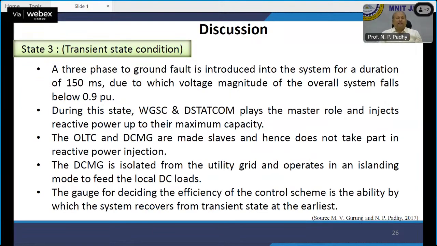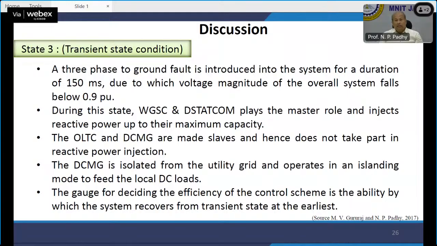So moving to the transient state condition, a 3-phase to ground fault is introduced. This is very important. I need all of your attention. Also note it down. A three-phase to ground fault is introduced into the system for a duration of 150 milliseconds. Means the fault is serious, okay? Due to which the voltage magnitude of the overall system falls below 0.9 per unit, assuming it is 0.8 per unit.